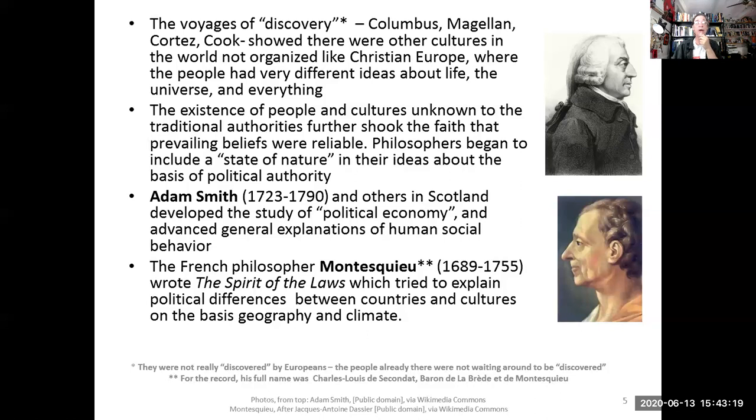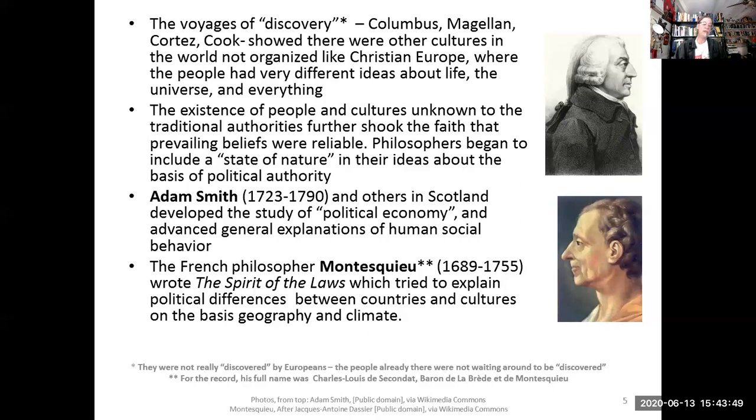So anyway, the faith they had that God's will was operative in the entire world, with a few notable exceptions, was certainly shaken. So that was one shock to the age-old beliefs.